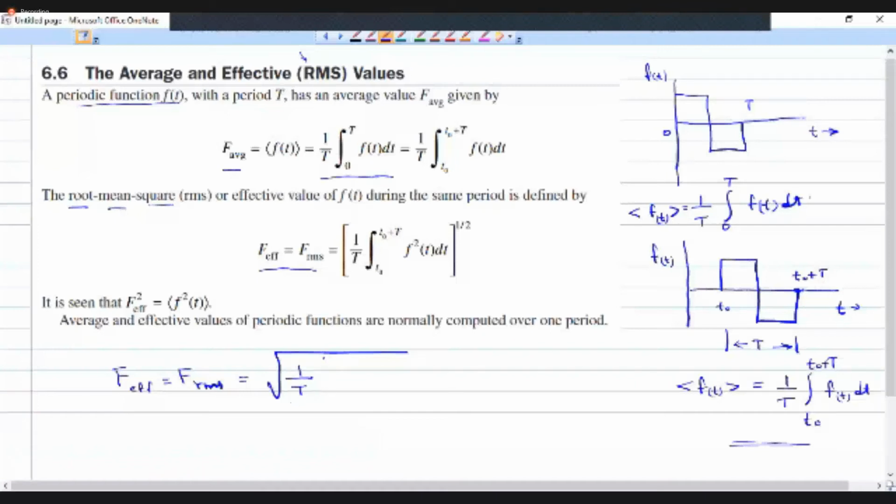Now we have to find the square of this function, so that is f square t dt. What should the limits of the integral be? The limits of the integral could be t0 to t0 plus capital T, the time period, assuming that the function is not starting from 0 but starting at some point t naught. Is it clear?